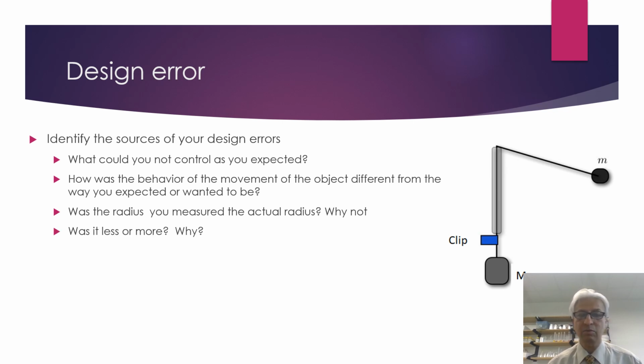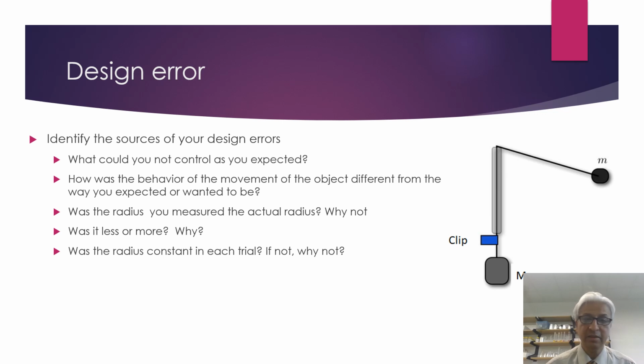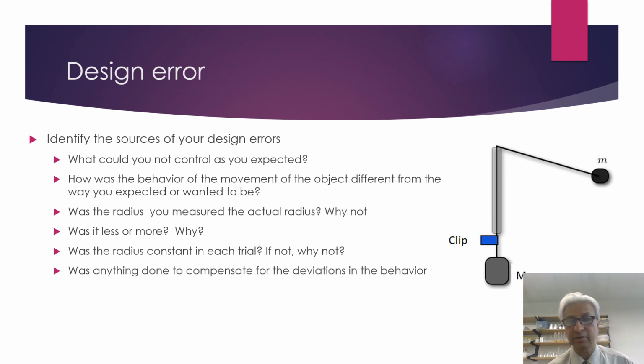Was it less or more, and why? Most probably the actual radius is less than the length of the string which you thought was the radius. And was the radius constant in each trial? Again, we talked about this. It tends to slip up and down. It just keeps changing. Was anything done to compensate for the deviation of this behavior? You just moved it a little bit more with your hand in order to keep it where it was.